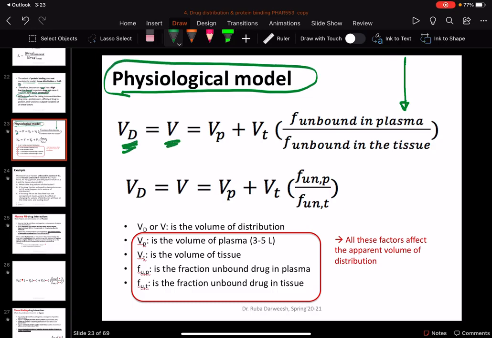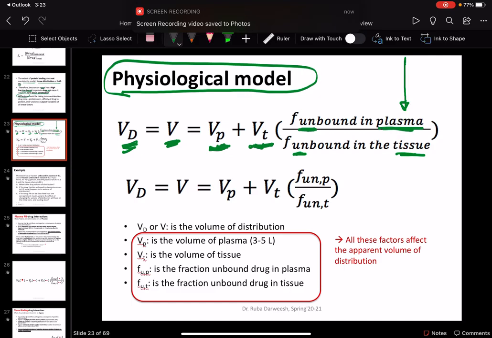is called in your clinical textbook just V equals the volume distribution of the plasma plus the volume distribution of the tissue multiplied by the fraction unbound free in the plasma over the fraction unbound in the tissue. Okay? So all of those factors would affect the final volume distribution that we have.